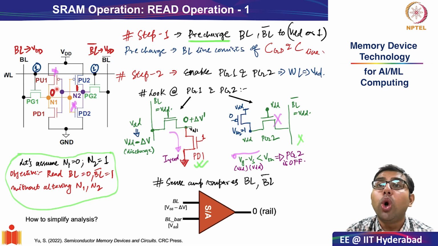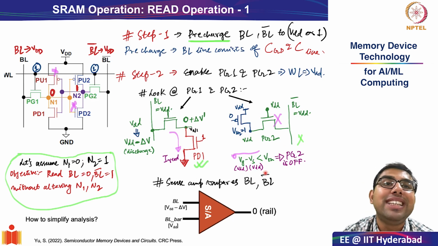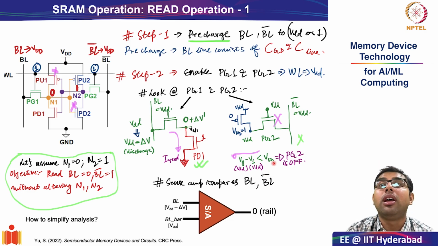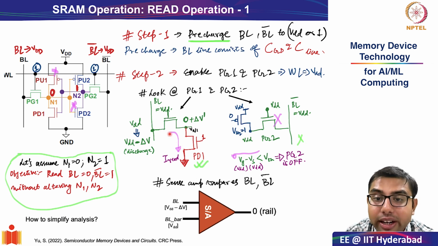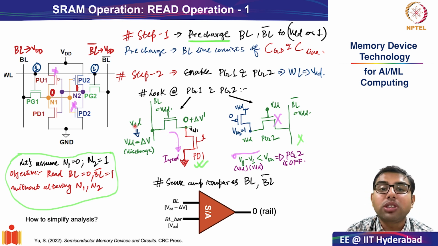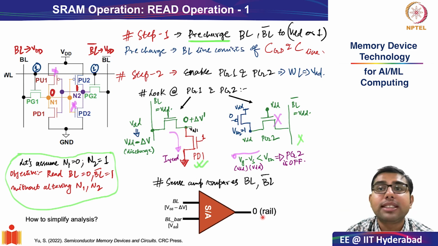the internal nodes were such that PD2 and pull-up 1 were disconnected or they were off, and PG2 was also off because you were not meeting the condition of VGS less than VTH. The only two transistors which were in active condition were PG1 and PD1, resulting in a read current. This read current was resulting in a discharge of your bit line, and this was picked up by the sense amplifier and pinned to 0. Okay, does that make sense?